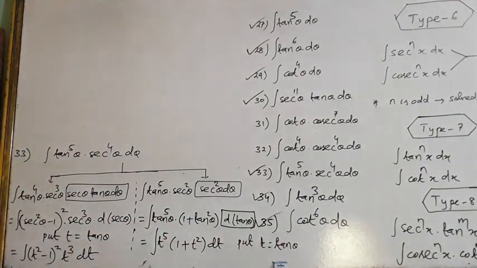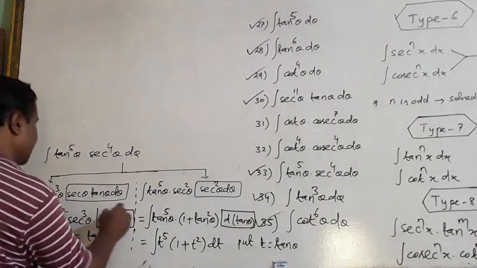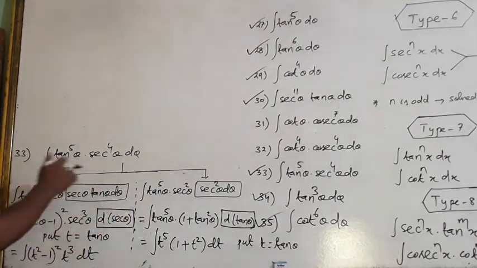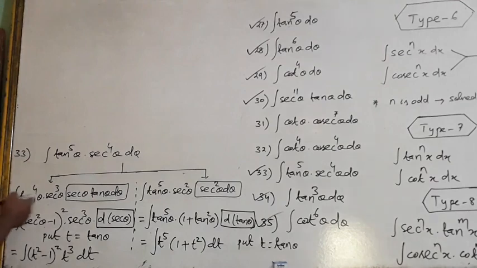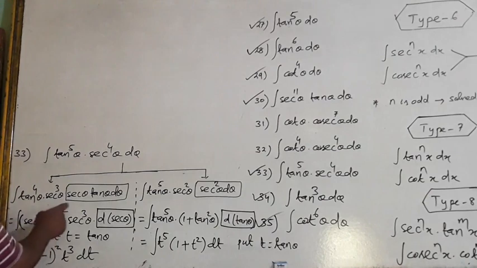Now look here. It is sec theta tan theta d theta. If it is sec theta tan theta, then it is the derivative of what? It is the derivative of sec theta. Then you have to convert every term to sec theta form. Sec cube theta, no change. Tan 4 theta, you have to convert to sec theta, means sec square theta minus 1 whole square.